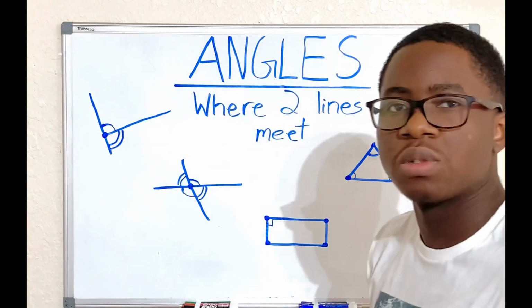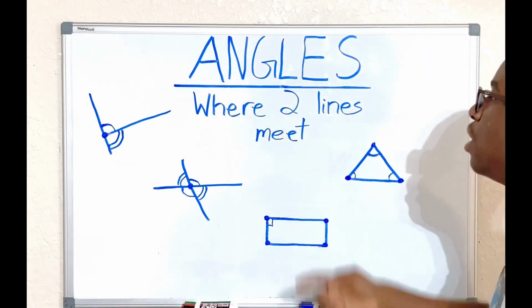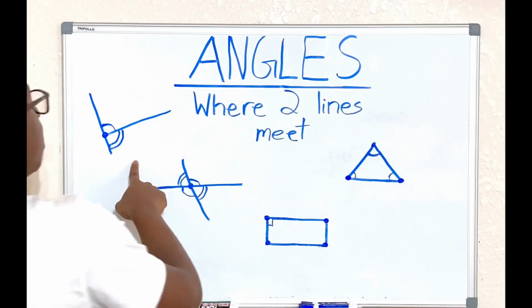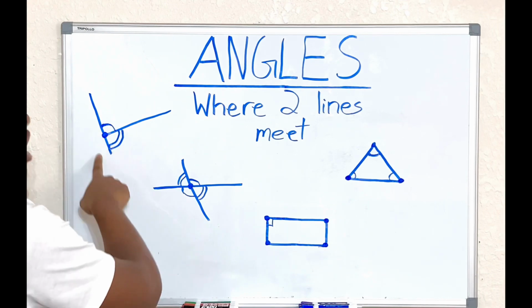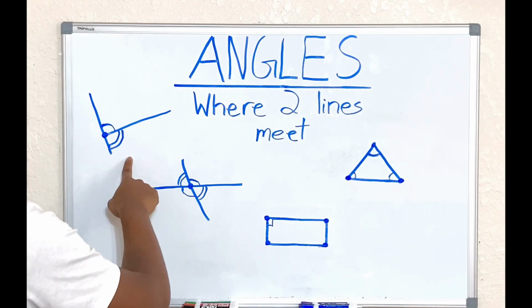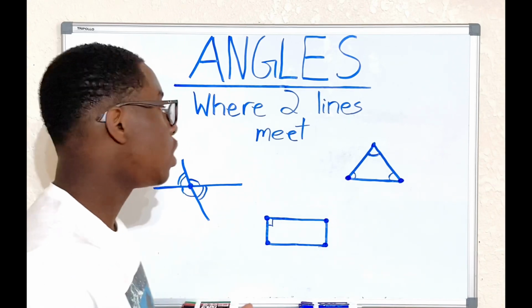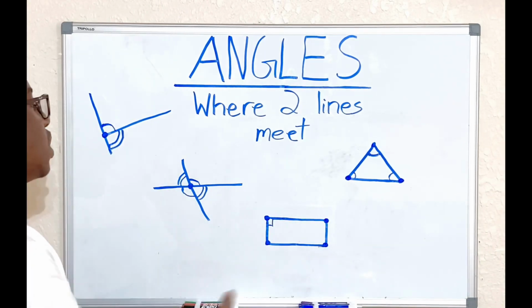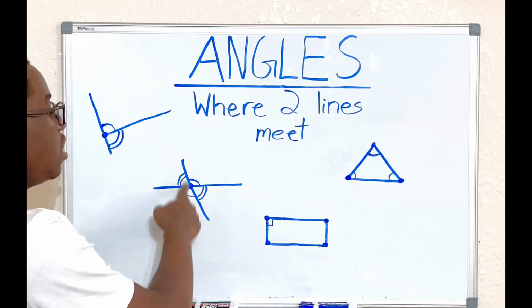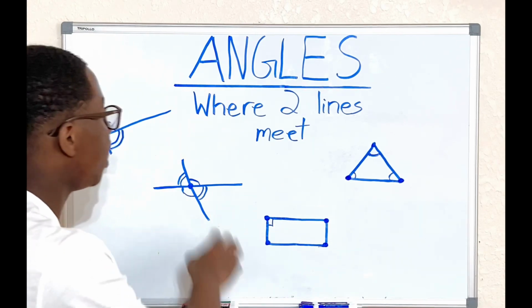What are angles? Angles are where two lines meet. So for instance here, we have an example where these two lines meet. They created two angles. Some pair of lines only create one angle. But here we have multiple examples. Here, for instance, these two lines crossed over each other, creating four angles.